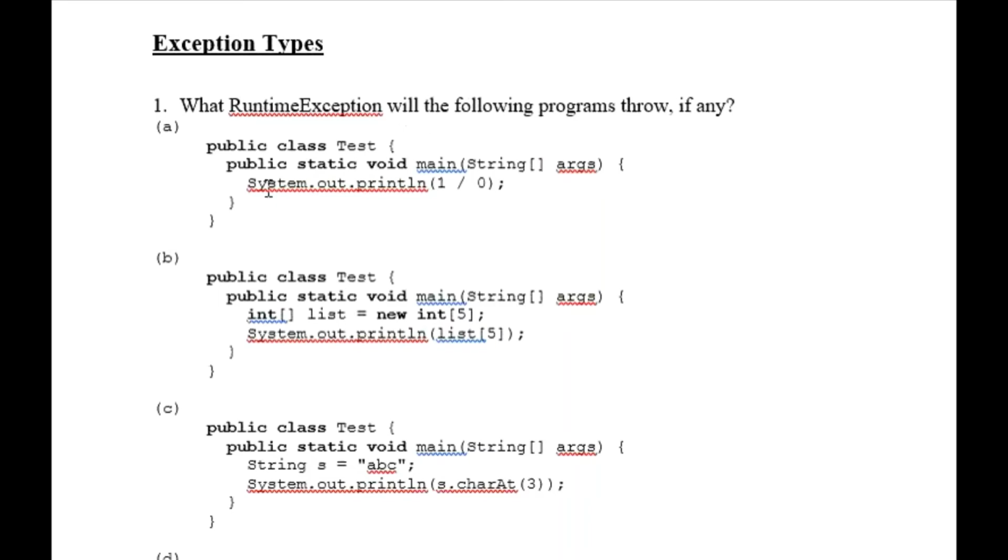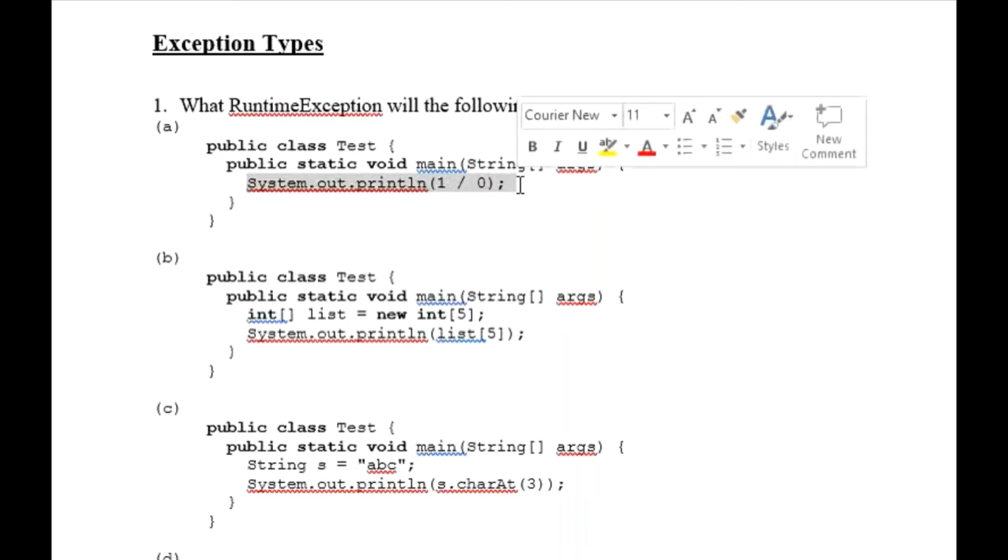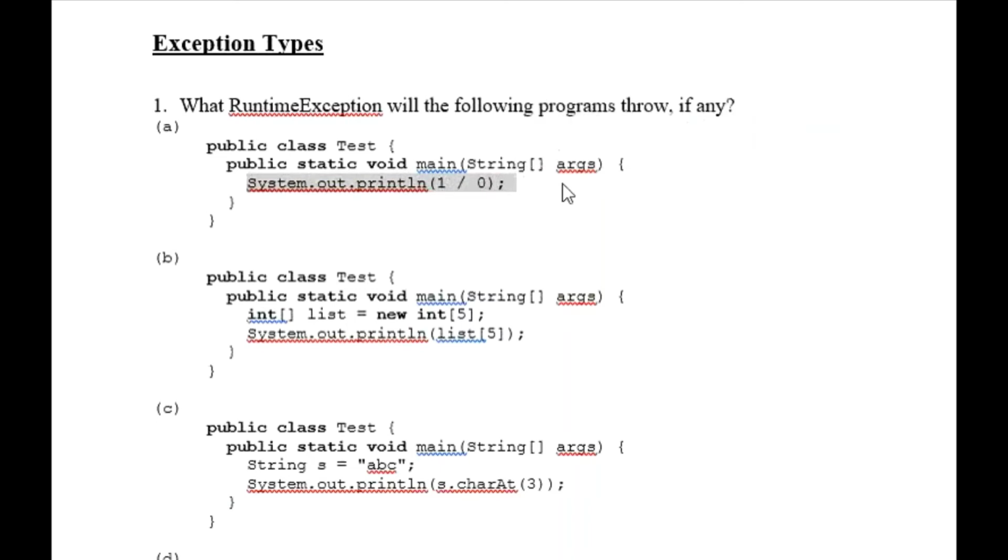Let's see what types of exceptions are thrown in these small programs. The first program here, System.out.println(1 / 0). Anything divided by 0 throws an arithmetic exception. So the exception thrown here is an arithmetic exception.